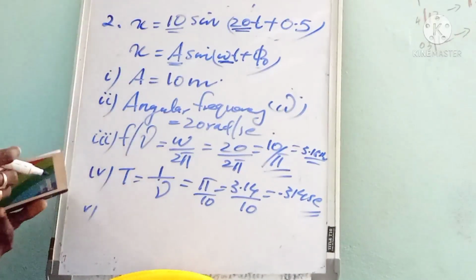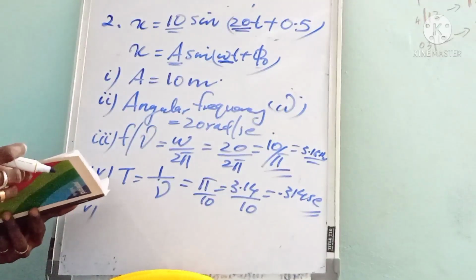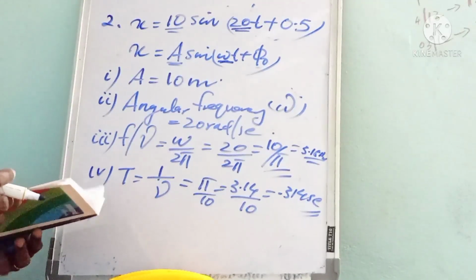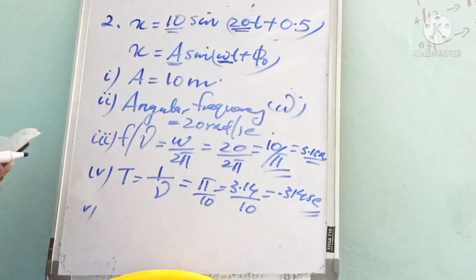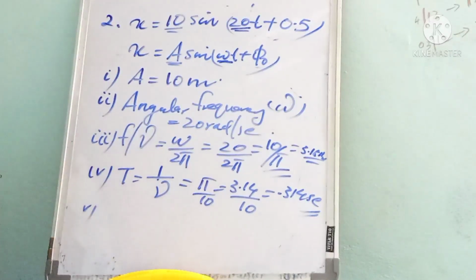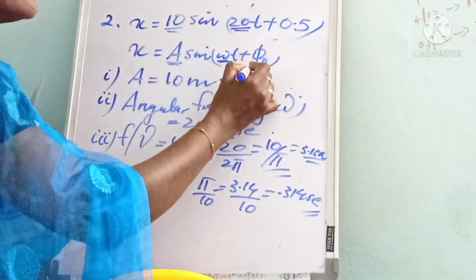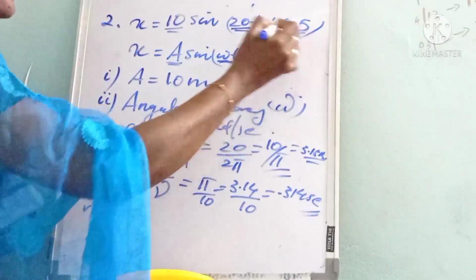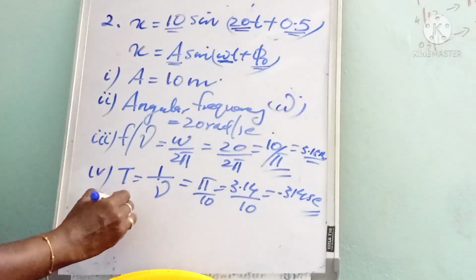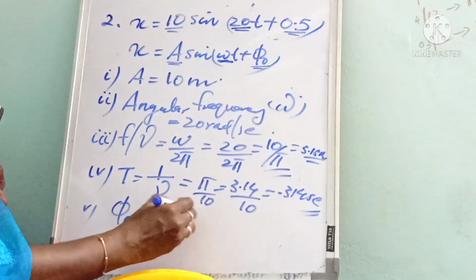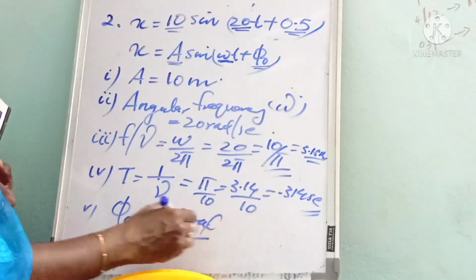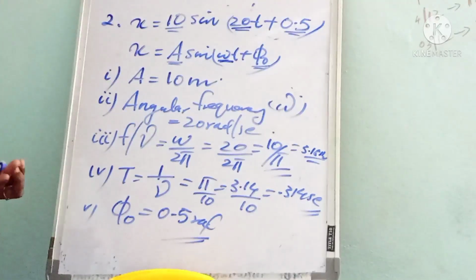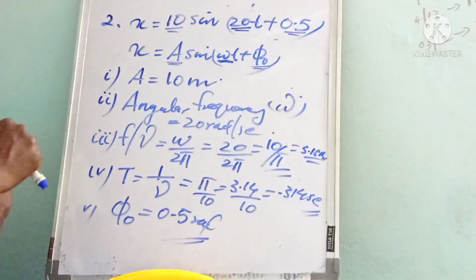Next we have to calculate the initial phase. Here phi naught represents the initial phase, and in its place we have 0.5. So the initial phase phi naught is equal to 0.5 radian.